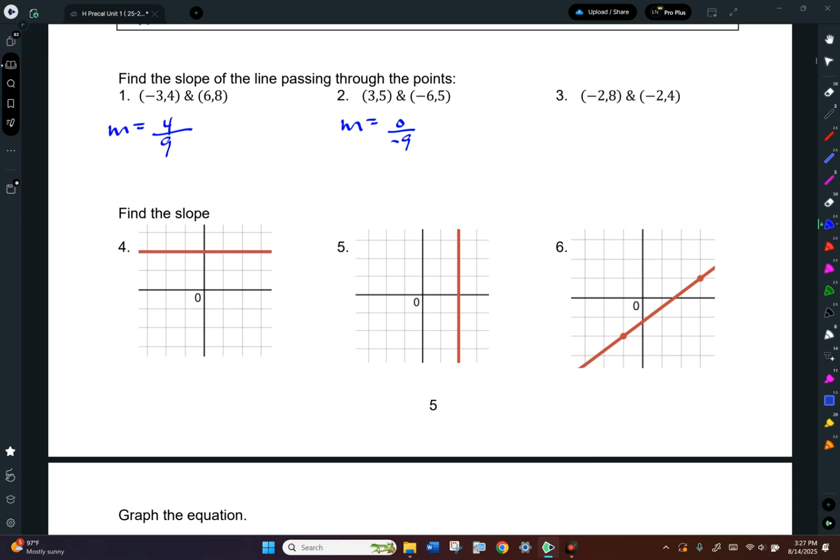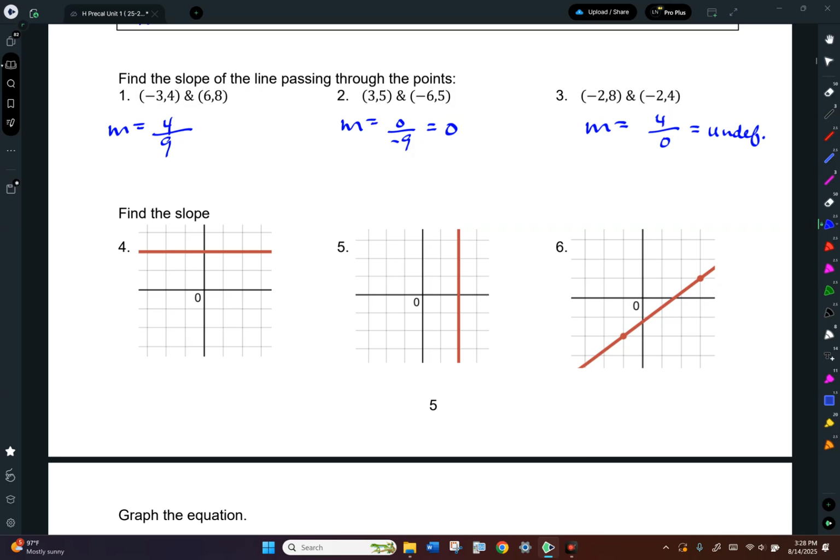Okay, so in this case, if you have 0 over negative 9, doesn't that actually equal 0? Which basically tells me this is going to be a horizontal line. But they only asked for the slope, and the slope is 0. And so look at number 3. This time on top, I'm just going to say 8 minus 4 is 4. On bottom, negative 2 minus negative 2 is 0. And what does that equal? It's not 0, but remember, if the 0 is on the bottom, it's undefined.